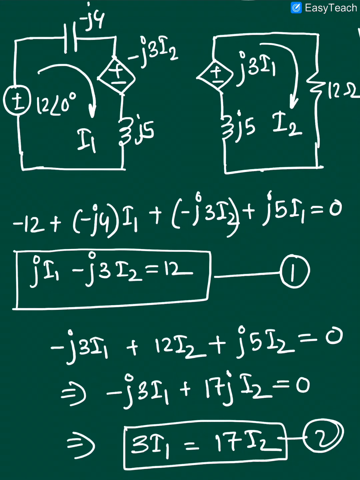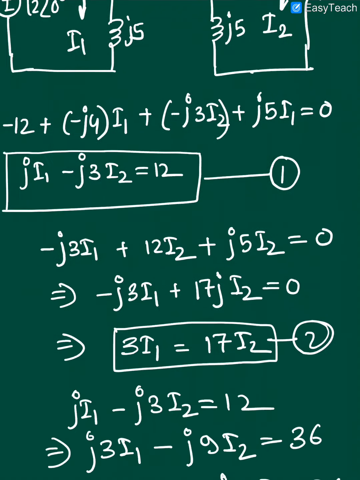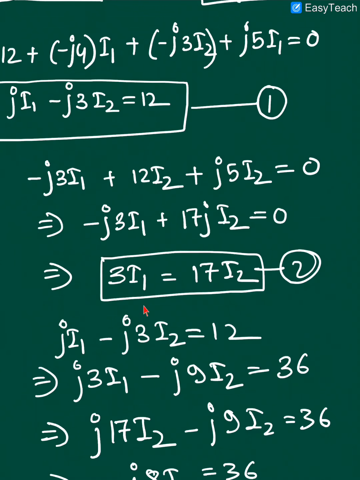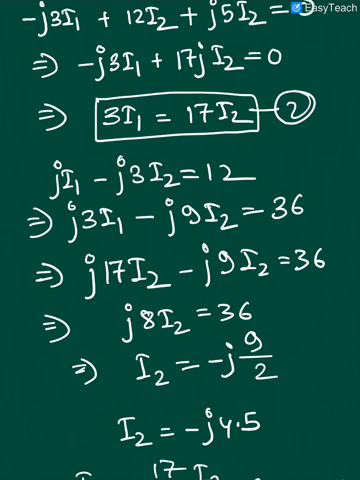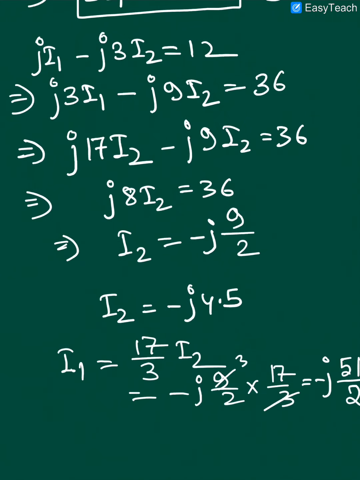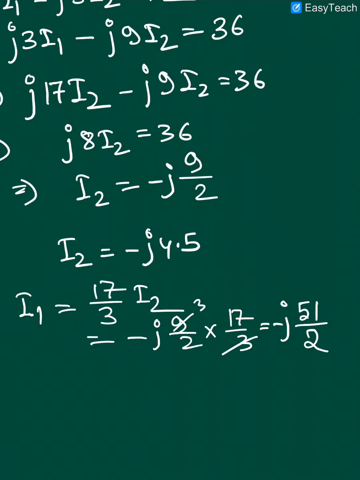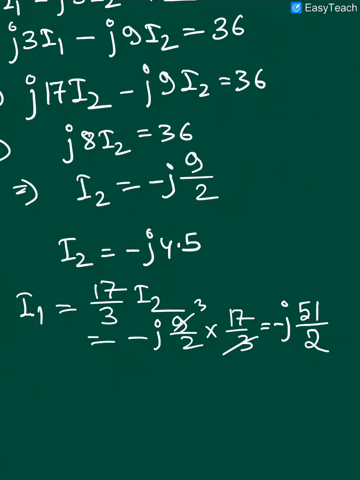From this equation you can get a particular relation between I1 and I2, and let us call this equation number 1. In the secondary coil, similarly, you can apply KVL in the secondary loop, and from there you can also find another relation between I1 and I2. From equation 1 and equation 2 you can easily solve and find the values of I1 and I2. So here we have the value of I2 is minus j4.5 and the value of I1 is minus j51/2, right?